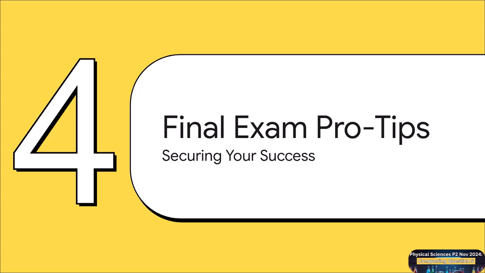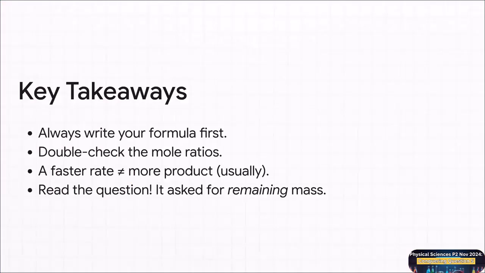But before we wrap this up, let's just lock in the key strategies that are going to help you turn this knowledge into maximum marks on your real exam paper. So, here are the big takeaways. Number 1, always write down your formula before you start plugging in numbers. It gets you marks. 2, the mole ratio is everything. Double check it. 3, remember, a faster rate does not mean more product. And finally, please read the question carefully. It asks for remaining mass. That one little word is the difference between getting the question right or wrong.